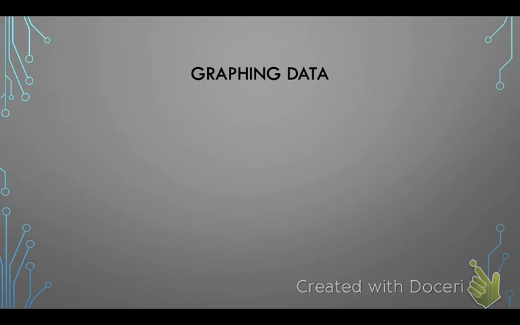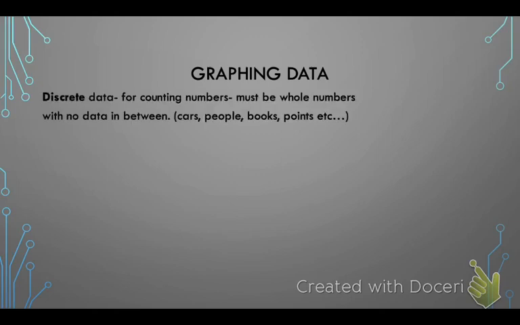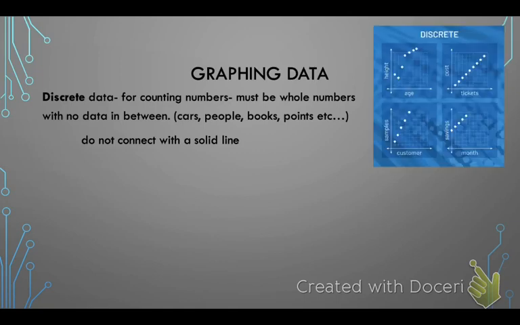Another method we can use: we can use the tables, but we can also graph that data from the table. Earlier, remember I talked about discrete. Discrete data are for counting, so those must be whole numbers with no data in between. I could count the number of cars, the number of people, the number of books, the number of points. My example earlier was the number of gallons of milk I could buy. That's discrete data. Those are little data points, and they do not connect with a solid line. You don't connect those, you just leave the dots.